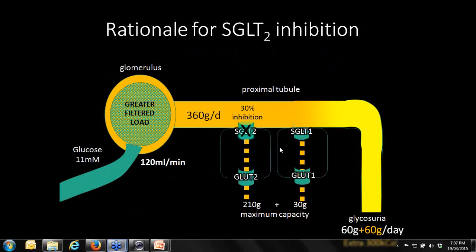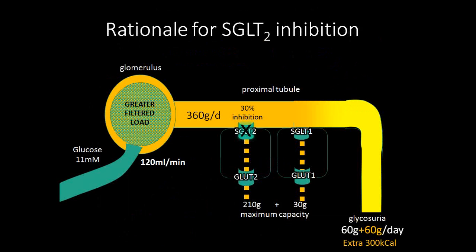The rationale for SGLT-2 inhibitors is that by inhibiting the major reabsorption pathway in the proximal tubule by about 30%, an additional amount of glucose can spill over into the urine. On average, that's about 60 grams extra a day, or an additional 300 kilocalories. Next slide, please.